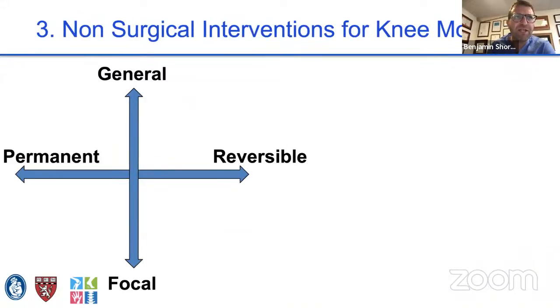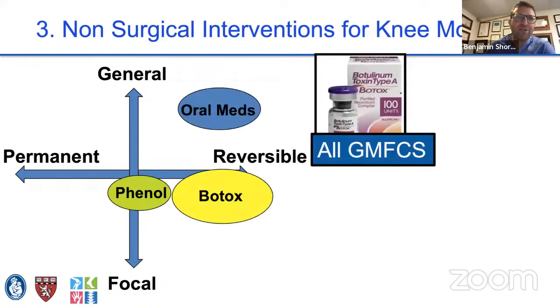But when we think about our interventions for knee surgery, there are these directions on your compass of spasticity, right? There's general, reversible, focal, and permanent. So if we think about our tone management options at the start, these treatments like Botox and oral medications and even phenol are relatively reversible.